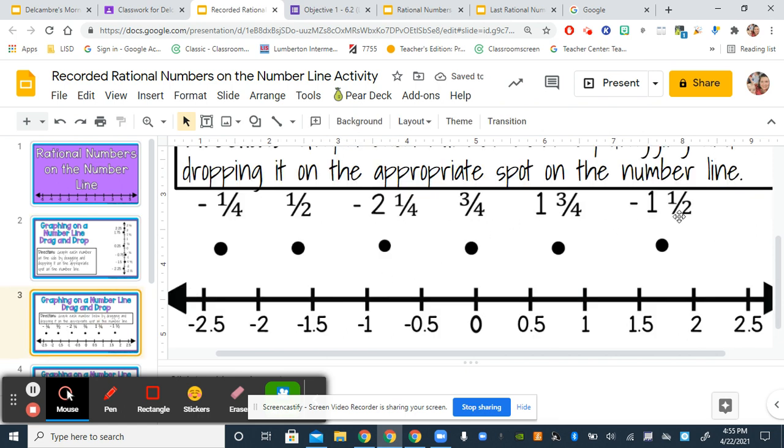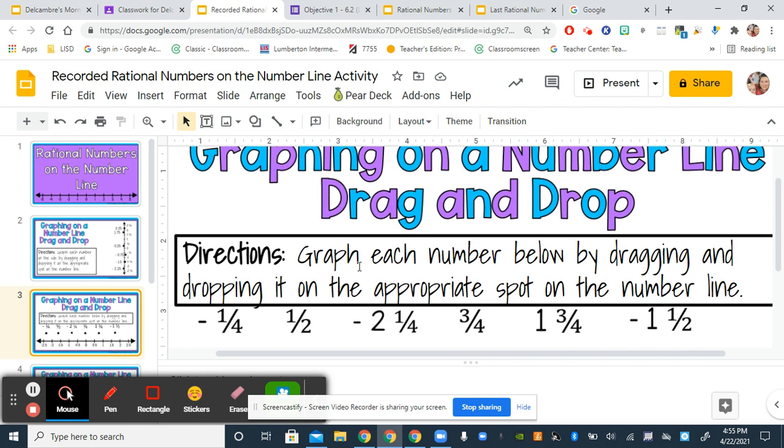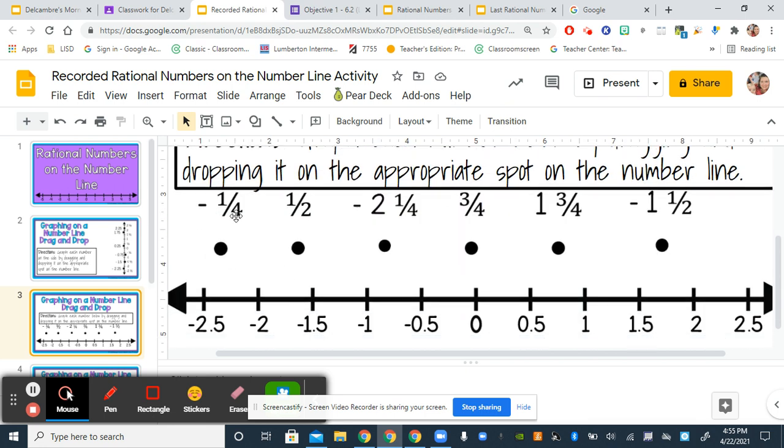Now, our next one, we have a horizontal number line. And we're going to graph each number below by dragging and dropping it on the appropriate spot on the number line. And do you see these are all benchmark fractions? 1/4, 1/2, 1/4, 3/4, 3/4, and 1/2. Those are benchmark fractions, so we should have those memorized. Okay, but some of them are negative, some of them are negative mixed numbers, some of them are just positive mixed numbers, but the fraction pieces are all benchmark fractions.